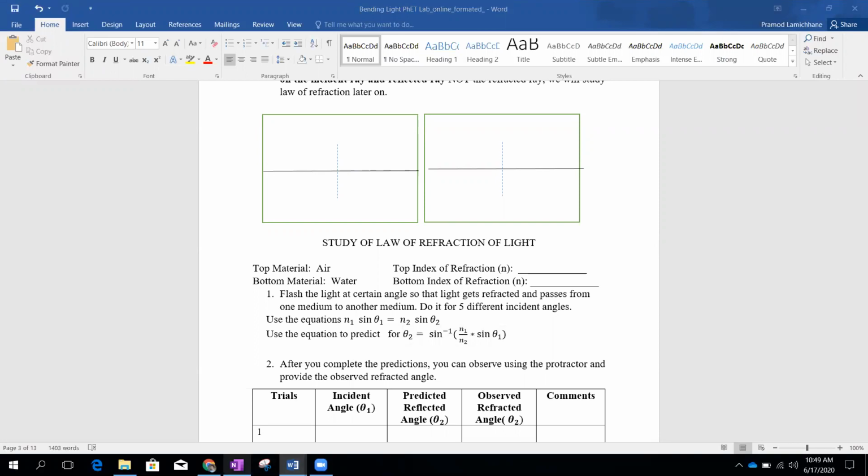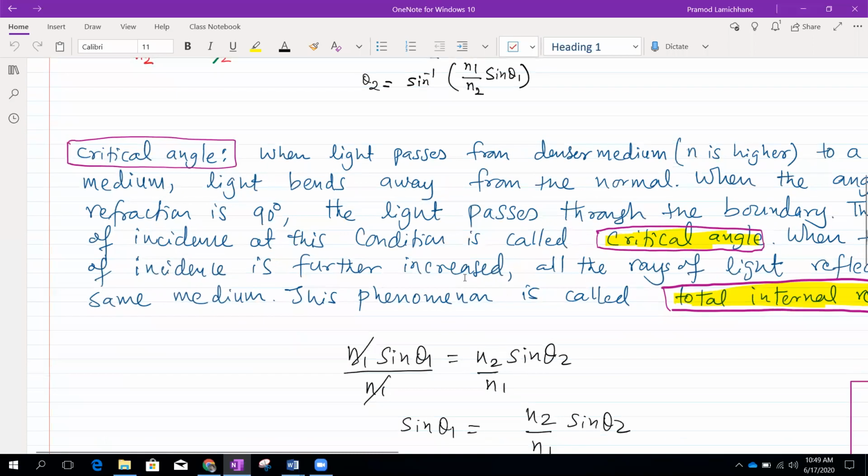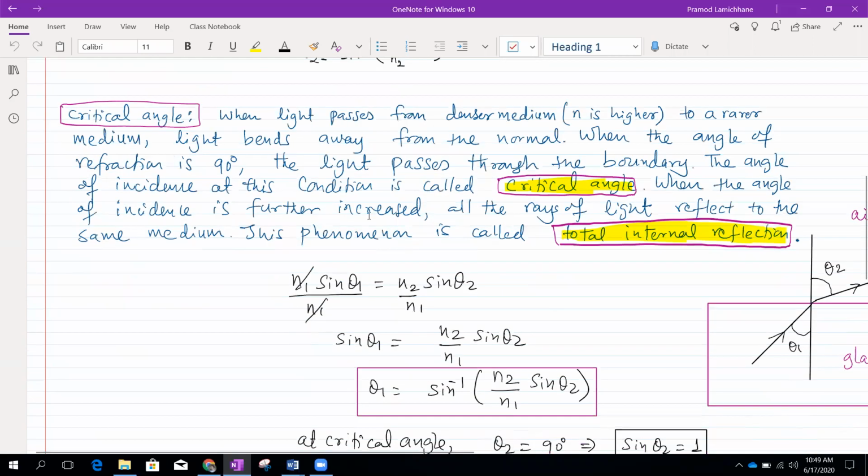Okay, so let me get back to here again. There is another thing we're going to discuss in this lab, which is the critical angle. The critical angle is defined as when light passes from a denser medium, meaning the index of refraction is a little higher than the other one, to a rarer medium, meaning lower than the other one.